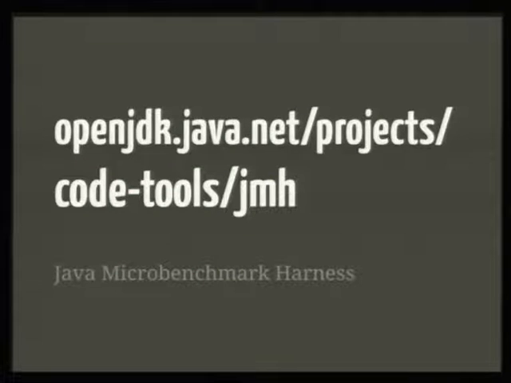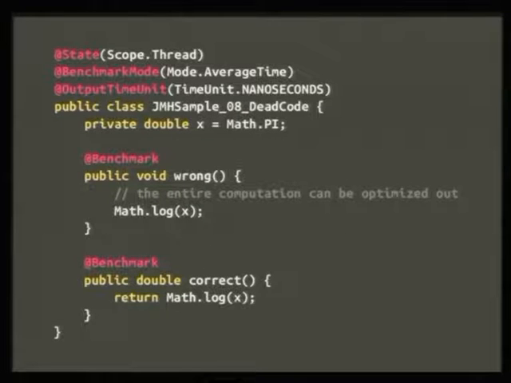Some other examples from the OpenJDK project. The Java micro-benchmark harness is extensively using annotation processing. This is an example of a benchmark taken directly from their samples. So there are two benchmarks. The first of them is wrong because the value of that log call is never used, so the entire computation can be optimized out.